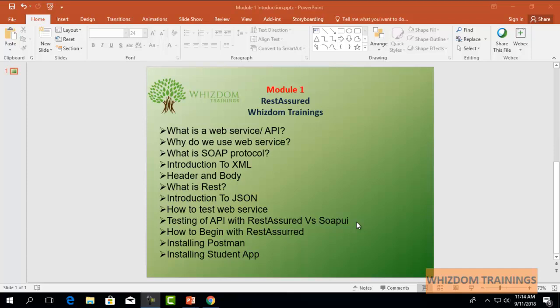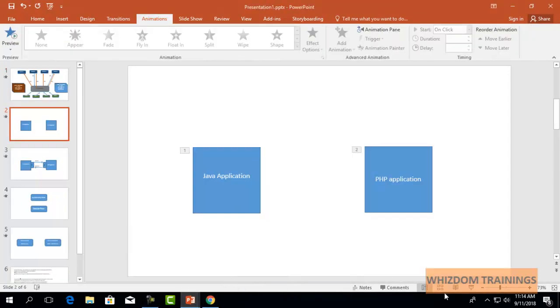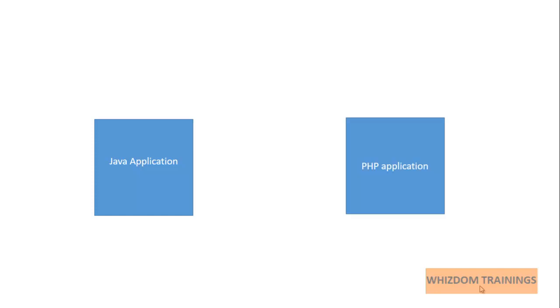Okay, so now we will talk about why we use these web services. Again, I'll show an illustration, and from that we'll try to understand this. Suppose there are two applications or two websites, right? One is written in the Java language and the other one is written in the PHP language.